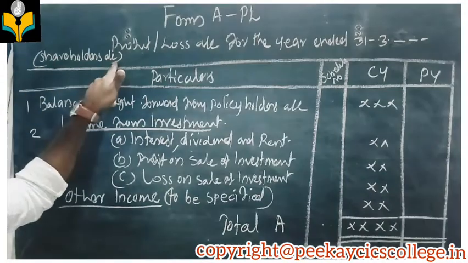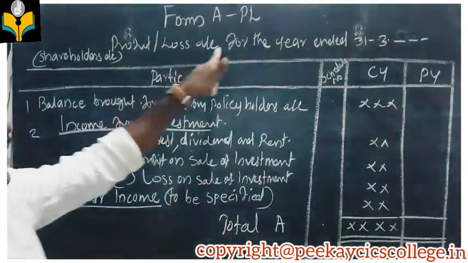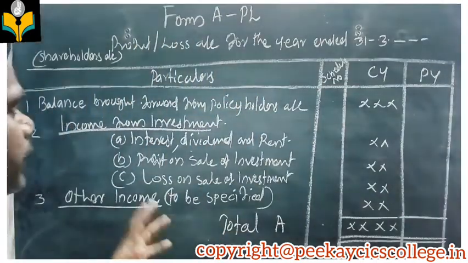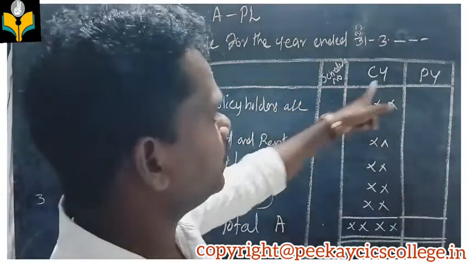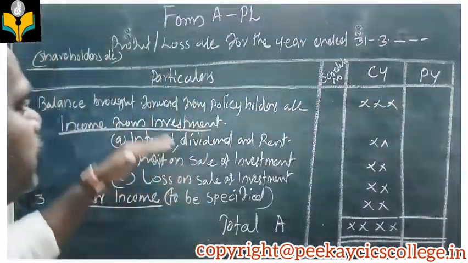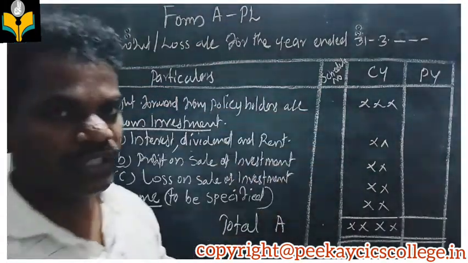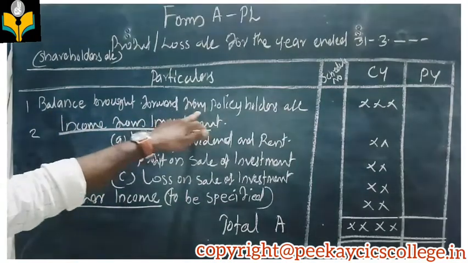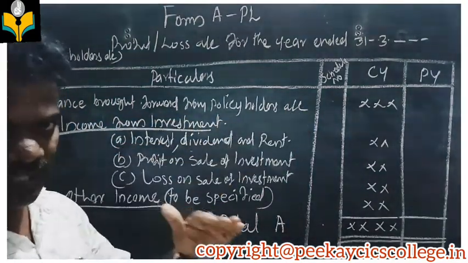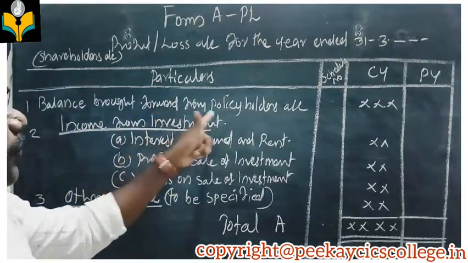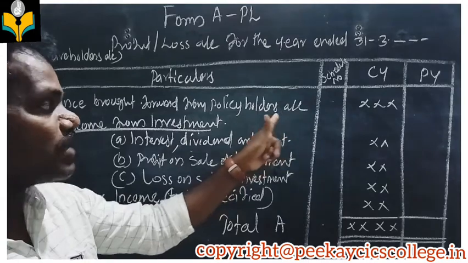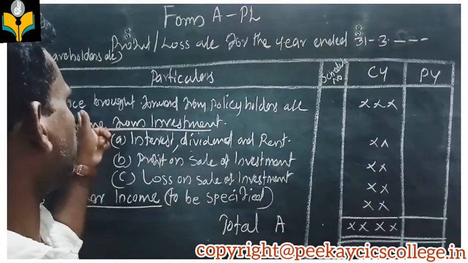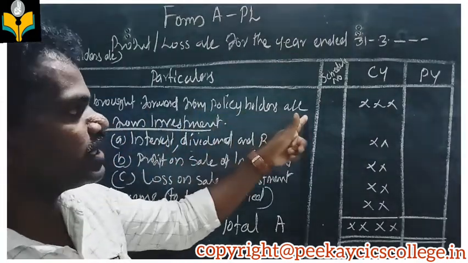Then shareholders account. Shareholders account is also known as profit and loss account. Policy holders account is also known as revenue account. Okay. Then particulars, schedule number, current year, previous year. There are no schedule numbers under profit and loss account. Then balance brought forward from policy holders account, that means balance brought forward from revenue account. Then the last part of the revenue account under the head of appropriations.